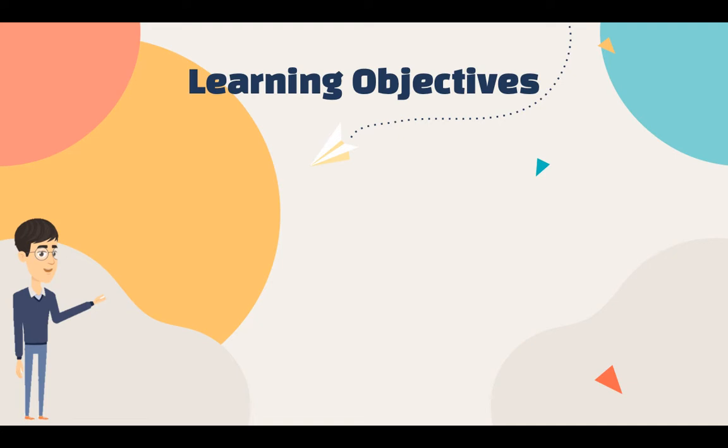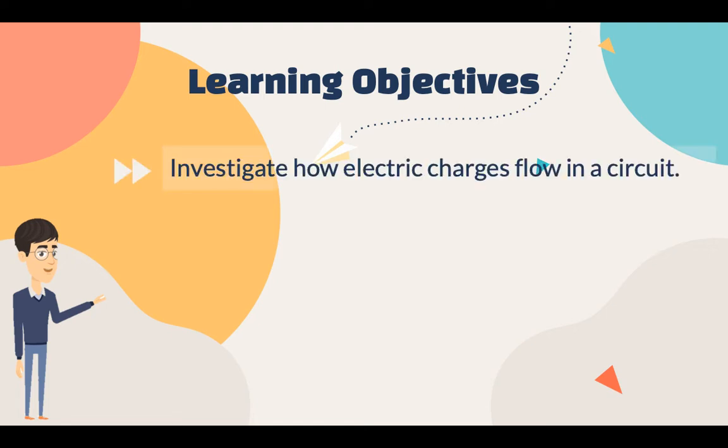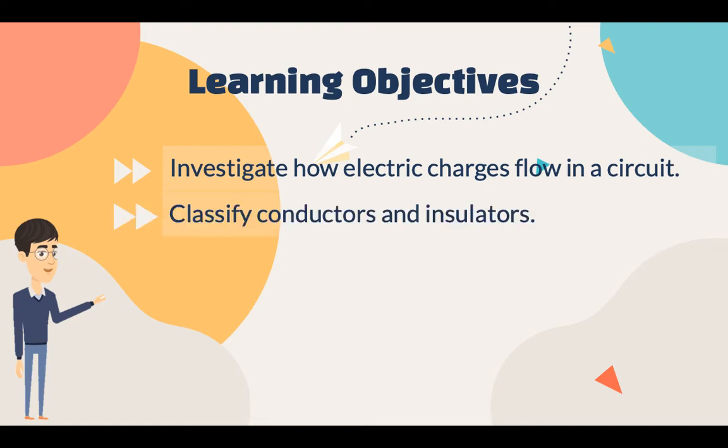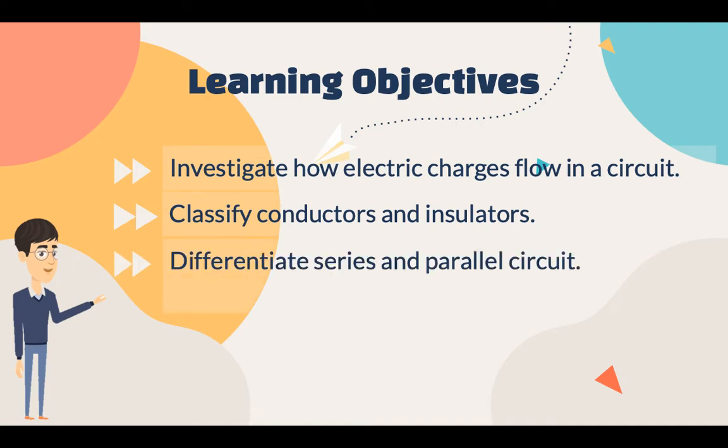Lightning is related to electricity, which is our topic for this session. Our learning objectives for today are: first, investigate how electric charges flow in a circuit. Second, classify conductors and insulators. Third, differentiate series and parallel circuits.